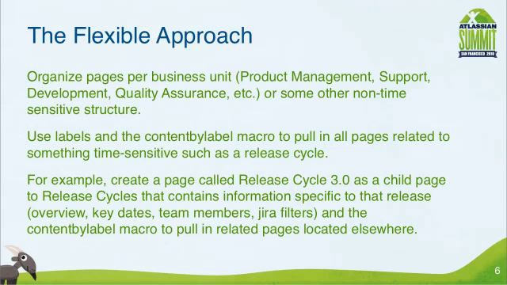So for instance, let's create a page called Release Cycle 3.0 as a child page of a page called Release Cycles. And that page is going to contain all the information related to that release cycle. So it may contain an overview of what's in the release, key dates when code freeze is, the team members, so if you split up your release into multiple teams, JIRA filters if you want to use the JIRA issues macro, and then use a content by label macro to pull in all of the related pages that contain, let's say, design documents and functional specs and use cases.